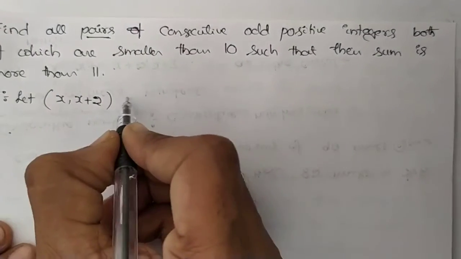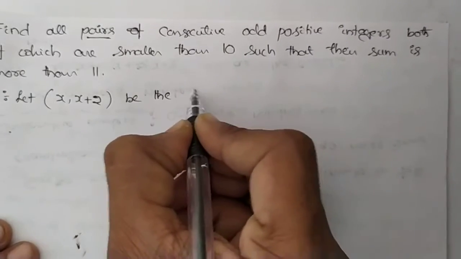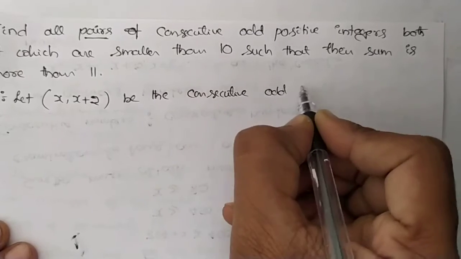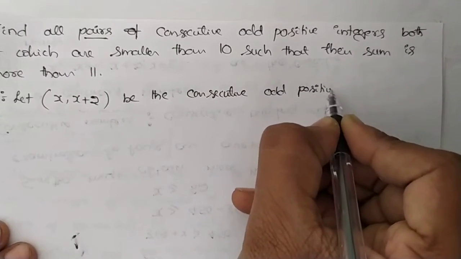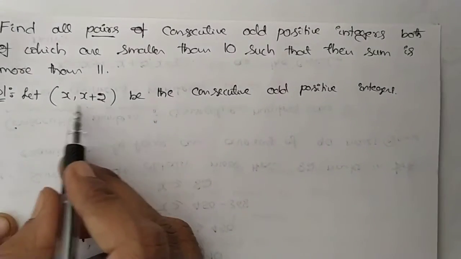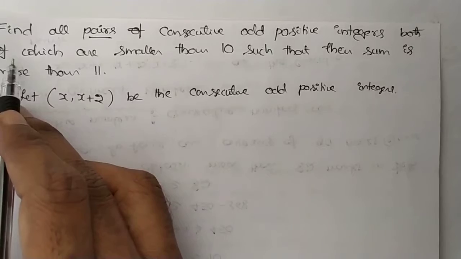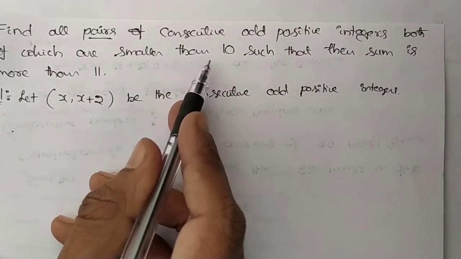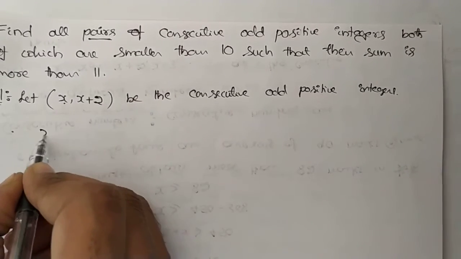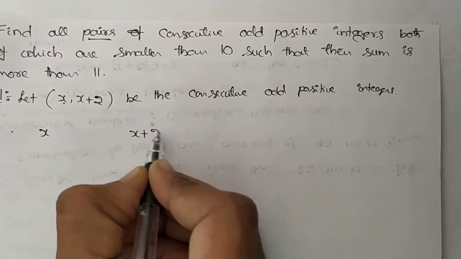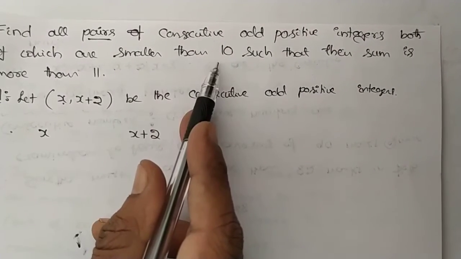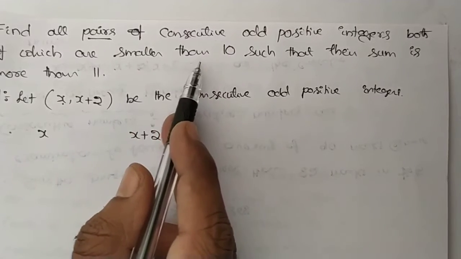Let x, x plus 2 be the consecutive odd positive integers. Generally I took x, x plus 2. Next, both of which are smaller than 10. Both x and x plus 2 are smaller than 10. It is given that both of which are smaller than 10.